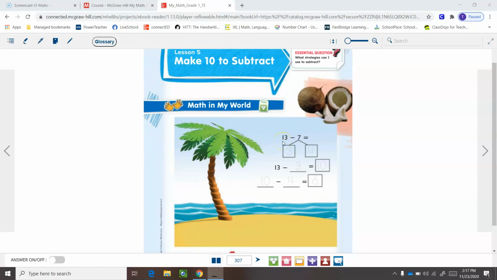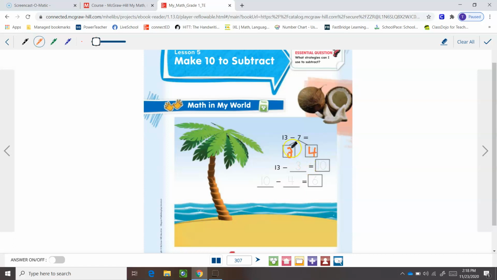So when I look at the problem, 13 minus 7, I want to make this 13 into a 10. The best way I know is I just need to take away my 3 ones. So I'm going to start by looking at the number 7 and making it into two different numbers. So I have 3 here, and then I need to think what is 3 plus what is going to equal 7, and of course that is 4. So 3 plus 4 equals 7.